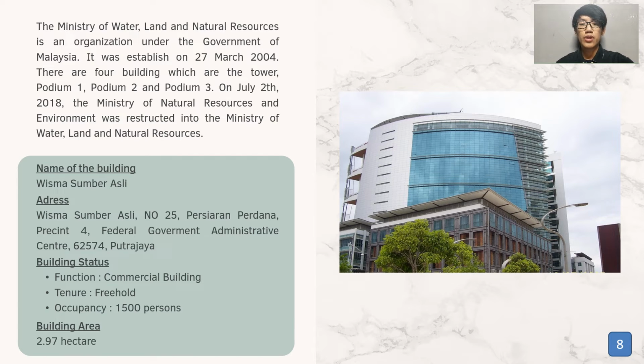On July 2nd, 2018, the Ministry of Natural Resources and Environment was restructured into the Ministry of Water, Land and Natural Resources. The name of the building is Wisma Sumber Asli. The address is Wisma Sumber Asli, No 25, Persiaran Perdana Precinct 4, Federal Government Administrative Centre in Putrajaya. For building status, its function is commercial building, tenure freehold, occupancy almost 1,500 persons. Building area is 2.97 hectares.